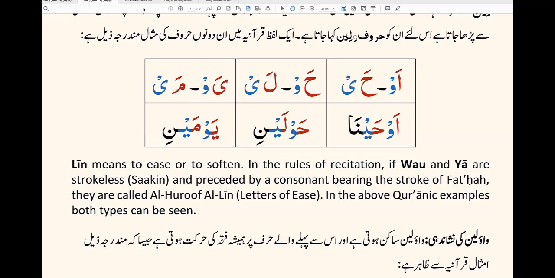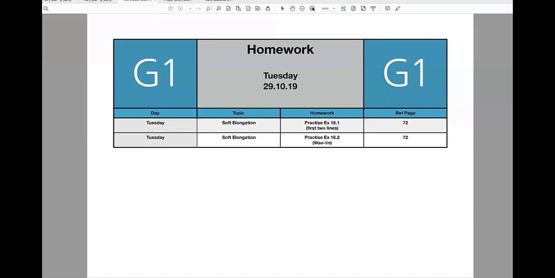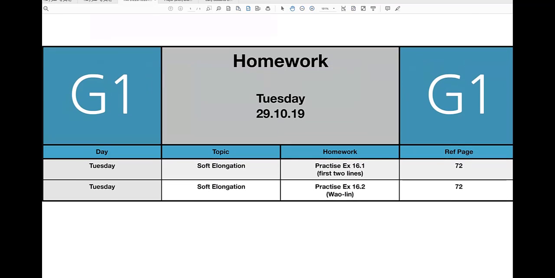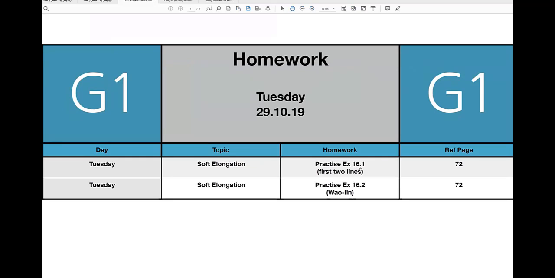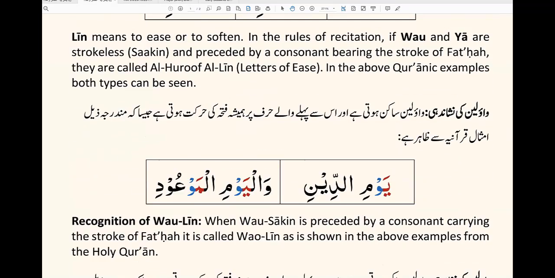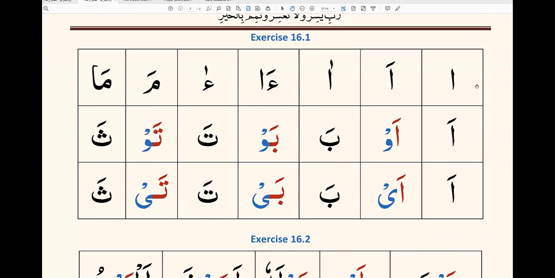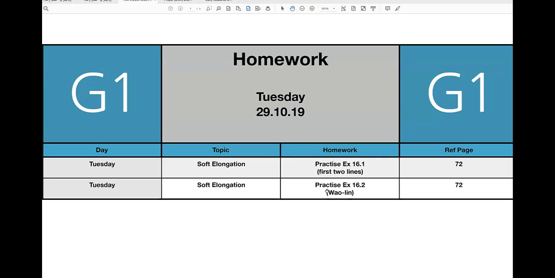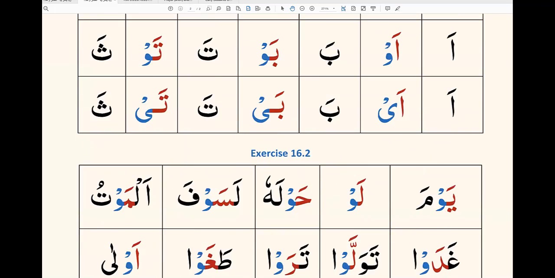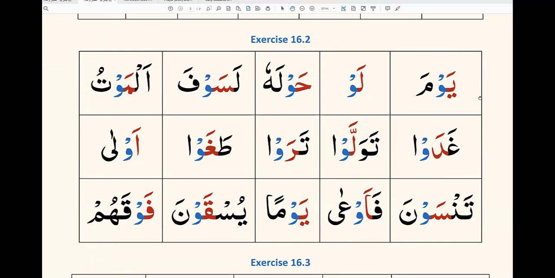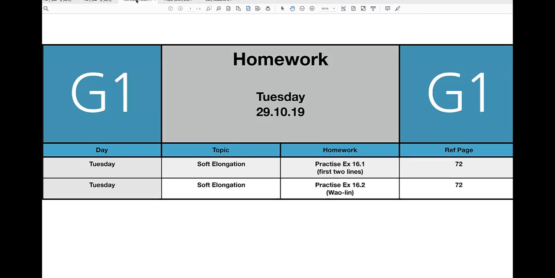So let me just go over quickly the homework. The homework for today is to practice exercise 16.1, which is page 72, first two lines. And then on the next page, first two lines like we did today, 16.1, first two lines. And also exercise 16.2, which is the waw lean. Exercise 16.2, which is just the waw lean. That's what you need to practice today. Those both are on page 72.